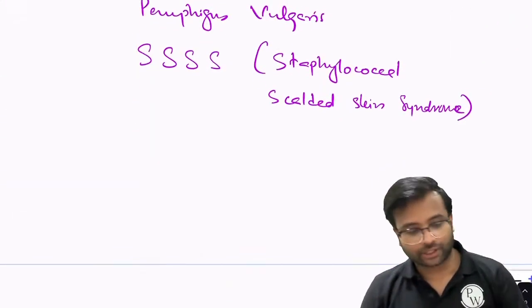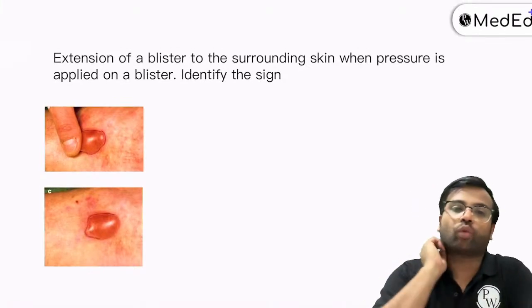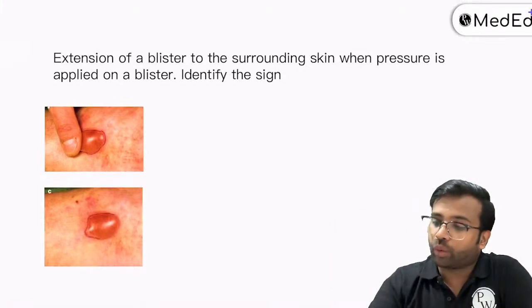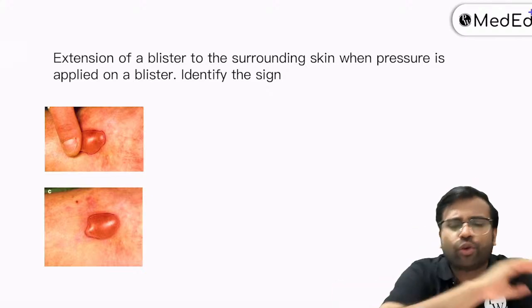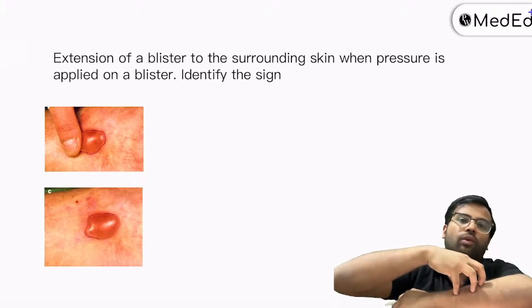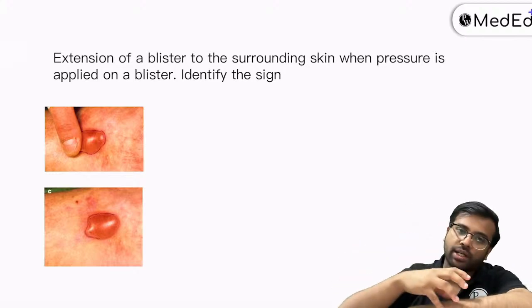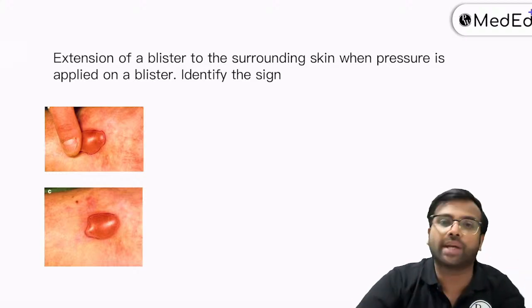Now let me just move to the next one. So moving to the next one, what do you see here? Now this is a little interesting, because just a few minutes back when I talked about Nikolsky sign, what happened? The bulla was not there. The bulla had ruptured and then we were applying a pressure and we were seeing that the skin was peeling off.